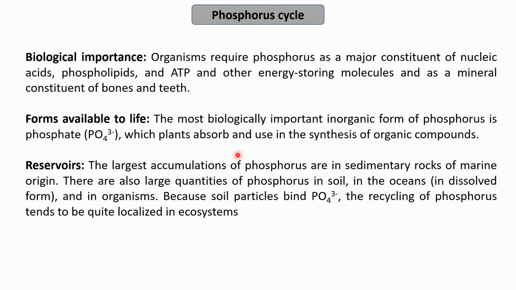So, the largest accumulation of phosphorus is in sedimentary rocks of marine origin. There are also large quantities of phosphorus in soil, in the oceans in dissolved form, and in organisms. Because soil particles bind to phosphate, the recycling of phosphorus therefore tends to be quite localized in an ecosystem as compared to nitrogen or carbon, which are gases, and therefore their cycling, as I mentioned, can be global.